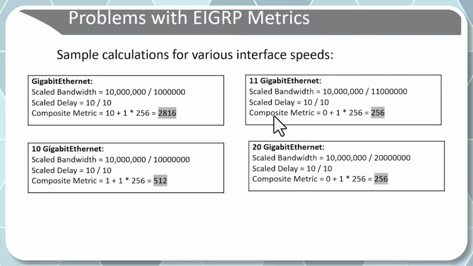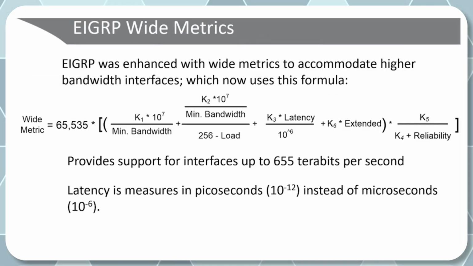Now here is the problem. For 20 gigabit, you will get the composite metric same. So you have a 10 gig connection and you have a 20 gig connection, and the composite metric is same. So it will give weightage to both paths, but the weightage should be given to which path? 20 gigabit Ethernet. That's why they have introduced a new parameter K6 into the formula.